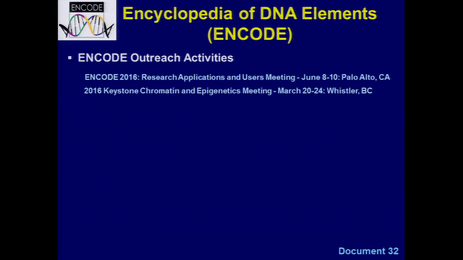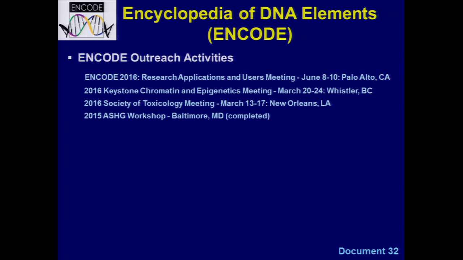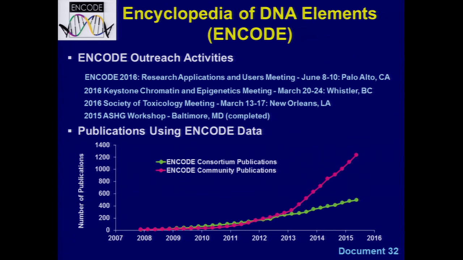ENCODE consortium members are also leading workshops at the upcoming Keystone Chromatin and Epigenetics meeting and the Society of Toxicology meeting. A similar workshop at the 2015 ASHG meeting attracted a sellout crowd. ENCODE data continues to be heavily used. There are now more than 1,300 community publications, shown in the pink line, from groups without ENCODE funding but who used ENCODE data for their published work. And ENCODE consortium members have themselves now published more than 500 publications, reflected by the green line.